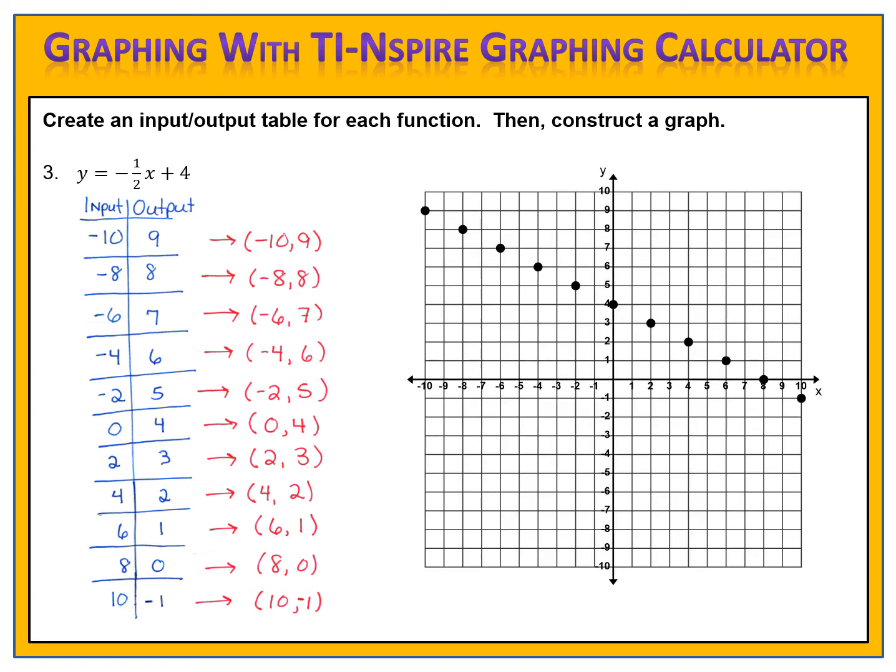Let's see how you did. First, we plot each point on the graph. Then, we connect the points with a line. Don't forget the arrows on the end, and to label your graph with the equation y equals -1/2 x plus 4.